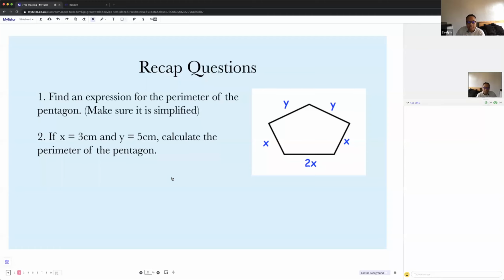Before we move on to what we'll be doing today, let's go through a quick recap question based on yesterday's session. There are two questions here. The first one is: find an expression for the perimeter of the pentagon on the right and make sure it's simplified. I'd like you to have a go. What do you think the perimeter of this pentagon is as an expression? It's going to have some letters in there. Once you figure out the answer, put it in the chat and I'll be able to see all of your answers.